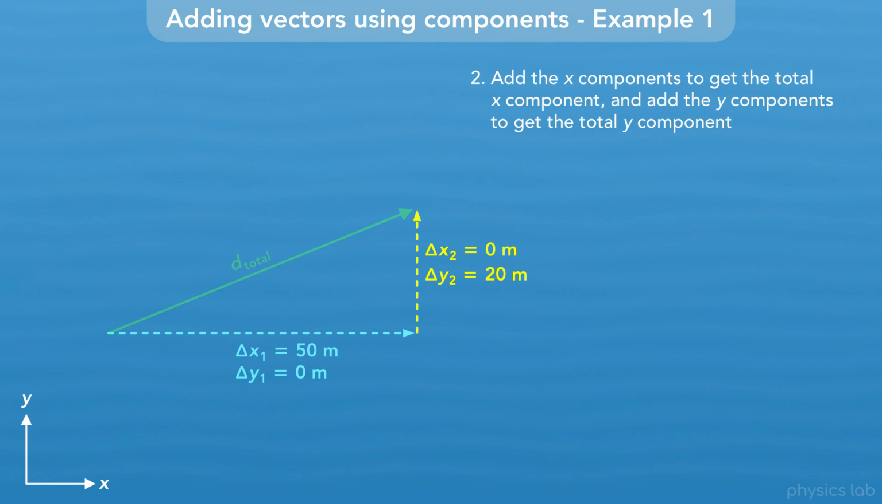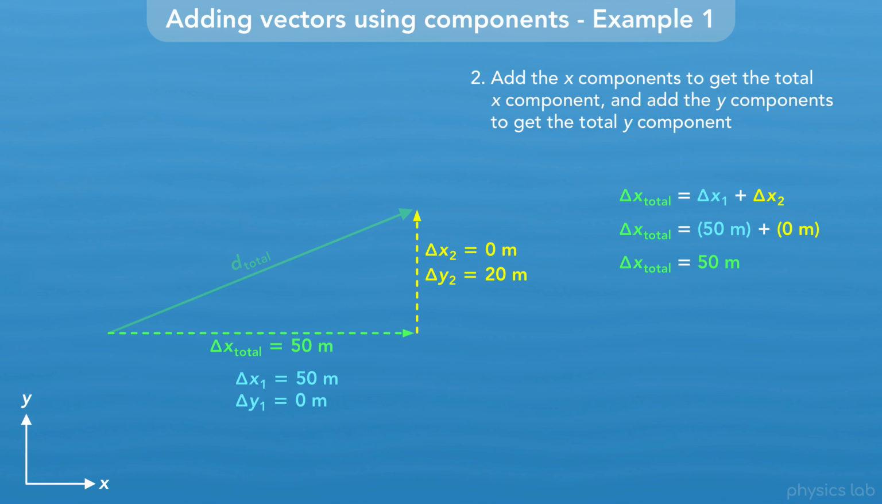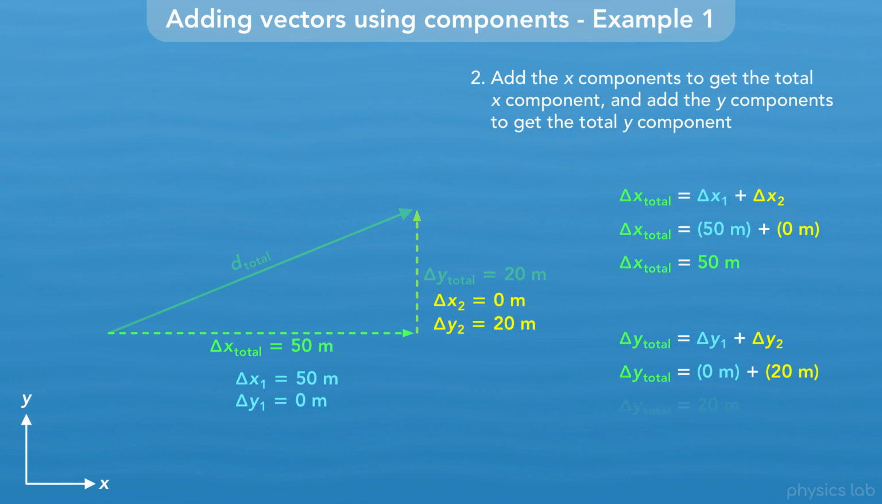Now, let's find the x and y components of d total. Delta x total would be delta x1 plus delta x2. Delta x1 is 50 meters and delta x2 is 0. So delta x total is just 50 meters. We do the same for the y components. Delta y1 is 0 and delta y2 is 20 meters. So delta y total is 20 meters.